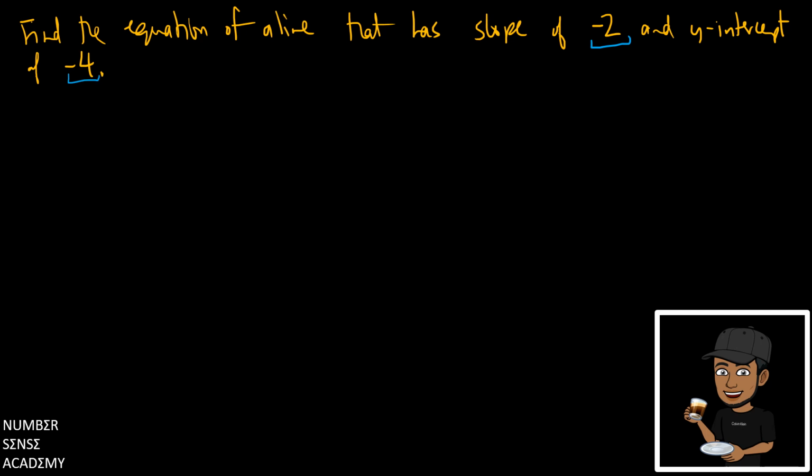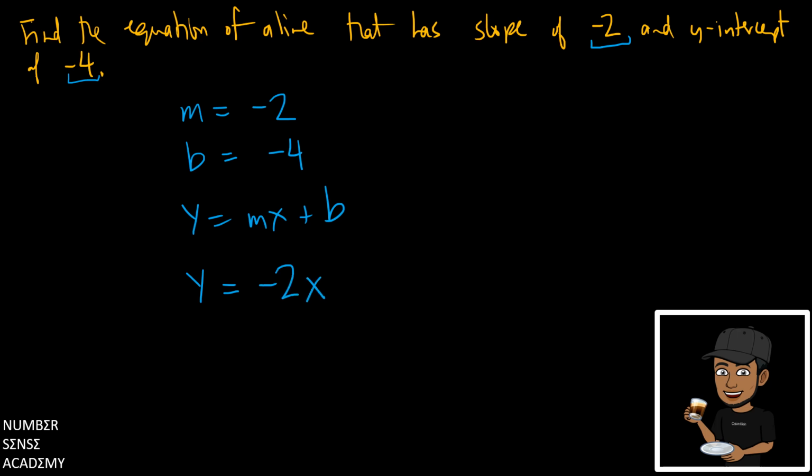Ideally, this is a slope intercept equation. Because they're giving me that m is equal to -2 and b is equal to -4. So I'm not going to stress myself. It's obvious what I should do. I'm going to put this in slope intercept form. So this becomes y equals -2x, and then plus -4, which is just -4.